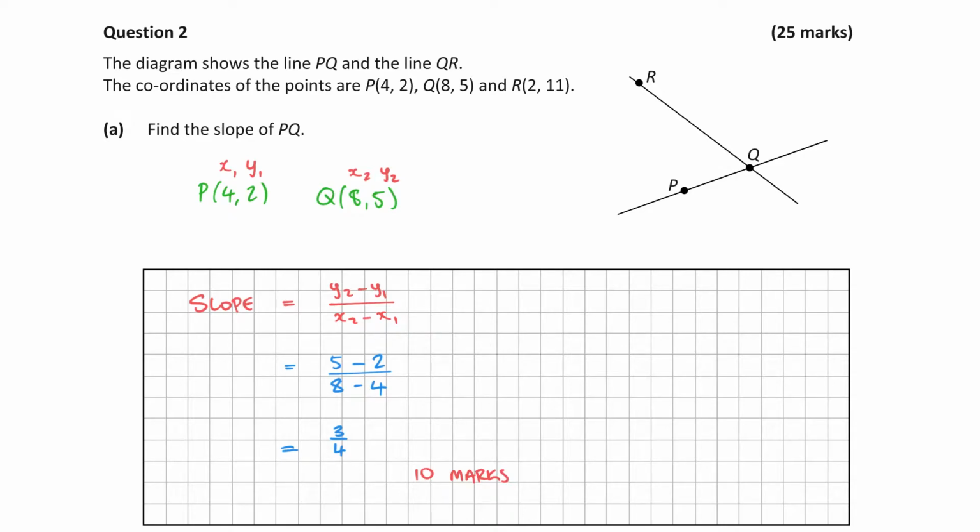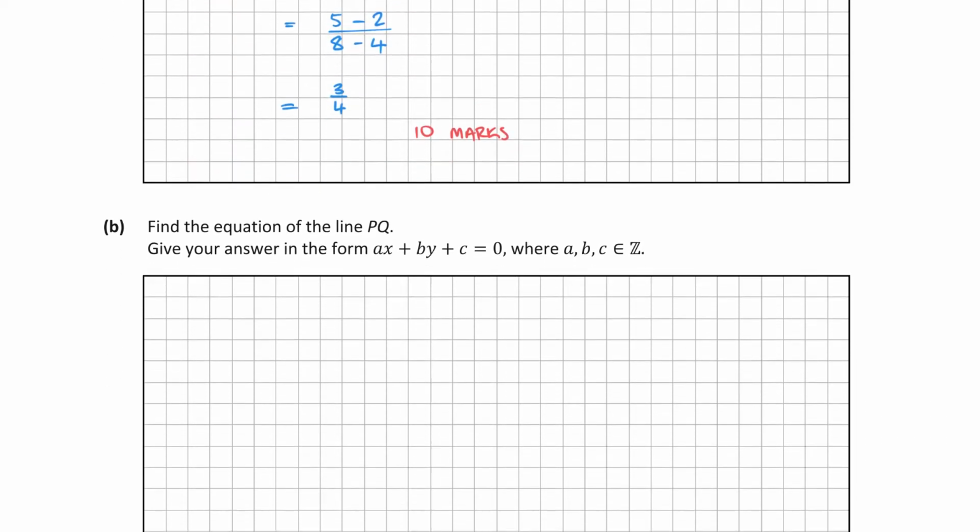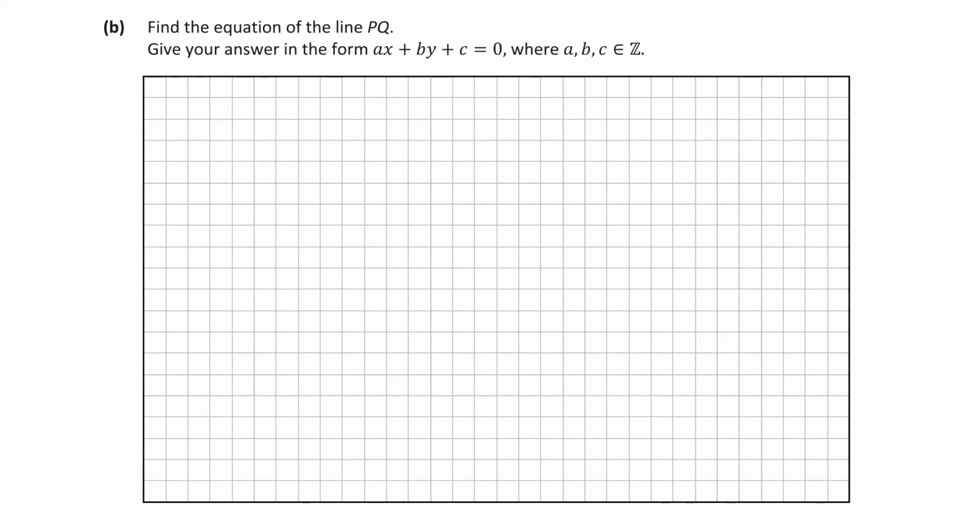Okay, so that brings us on to the next part. So we'll go on to part B. Part B says find the equation of PQ. Give your answer in the form of ax plus by plus c equals 0. In order to get the equation of a straight line, we should know that we have two ways of getting the equation of a straight line.